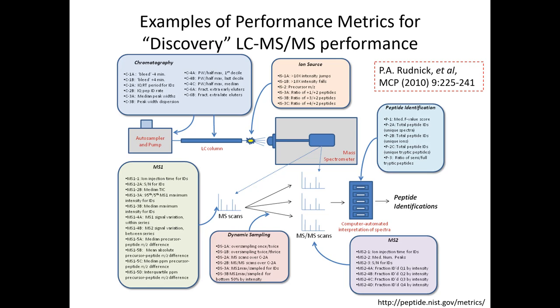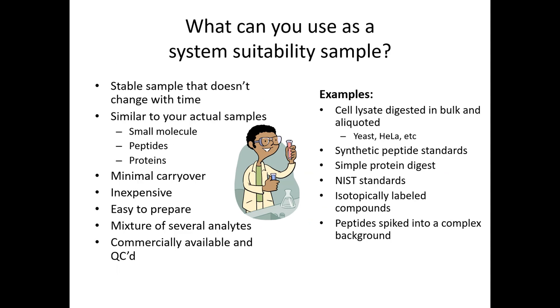Now, this is very overwhelming, and it may not need to be this involved. And so since this paper came out, there's been a lot more focus on paying attention to different things in your data that can help tell you if things are running well and can help to diagnose when things are going wrong, specifically what those things are. So for those of you that don't have a system suitability protocol in place, one question is, well, what can you use?